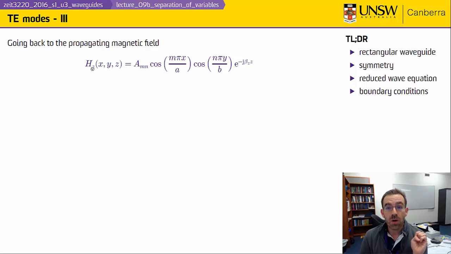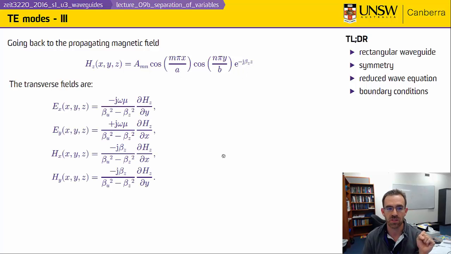And the z component of the field has this form. It's got a coefficient times cosine of m pi x over a, so I'm going to have a sinusoidal variation in x. Cosine of n pi y over b, I'm going to have a sinusoidal variation in y. And my choice of n is going to tell how many oscillations that I have inside the waveguide. And the z propagation is e to the minus j beta z times z.